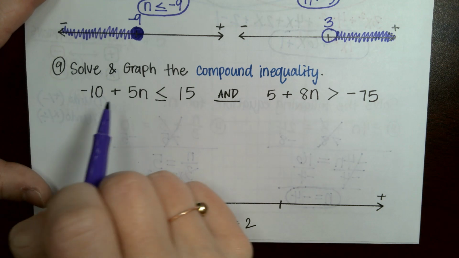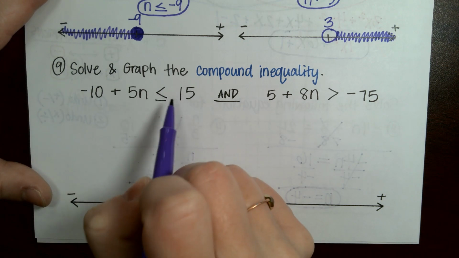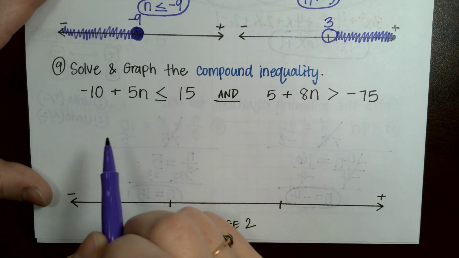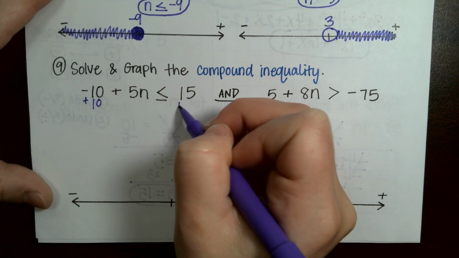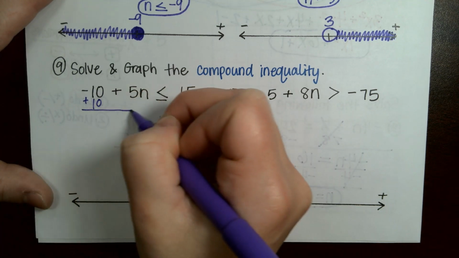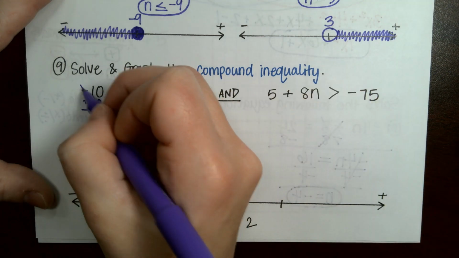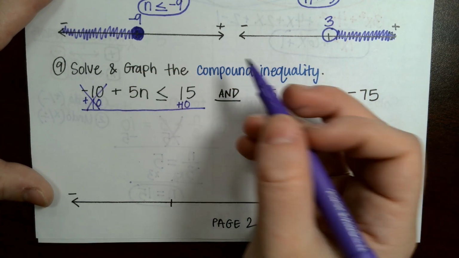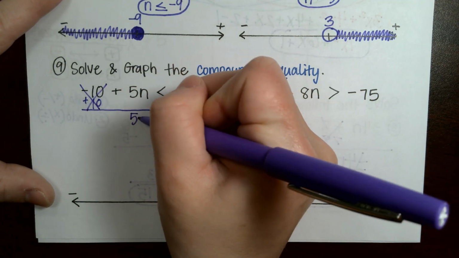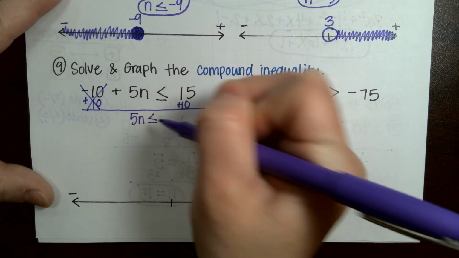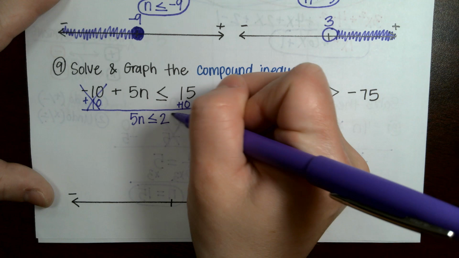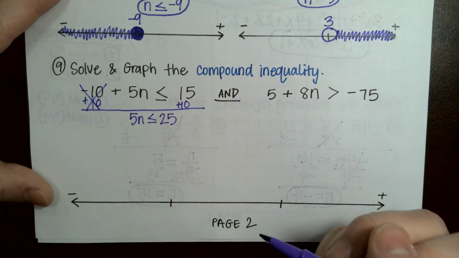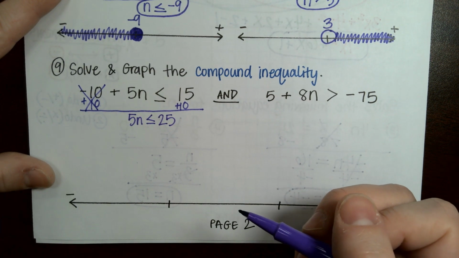I've got negative 10 plus 5n is less than or equal to 15. What's my first step? Good, plus 10 on both sides. My 10s will cancel. So I'm left with 5 times n is less than or equal to 15 plus 10, 25. Good. And what's next?